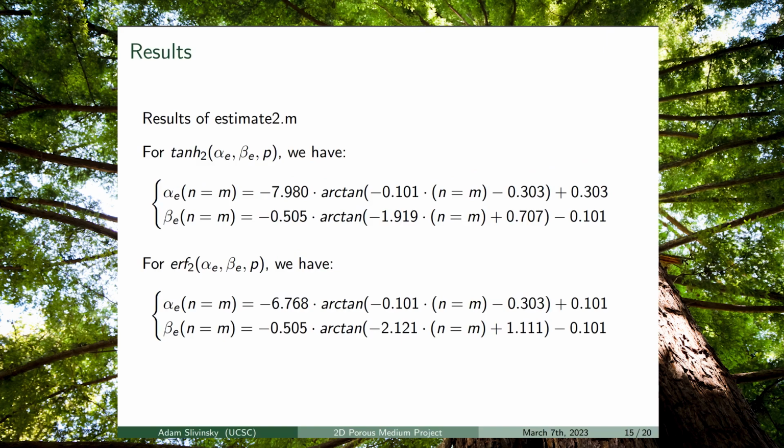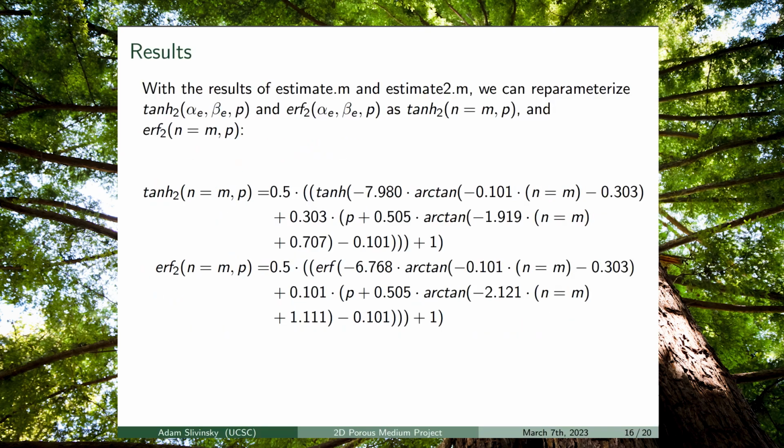Here are the results from estimate 2. We take the output of alpha sub e and beta sub e from estimate and fit the inverse tangent functions to them, as functions of the square matrix dimensions n equals m. The a, b, c, and d values for the inverse tangent functions for alpha sub e and beta sub e for both the hyperbolic tangent and error functions are listed below.